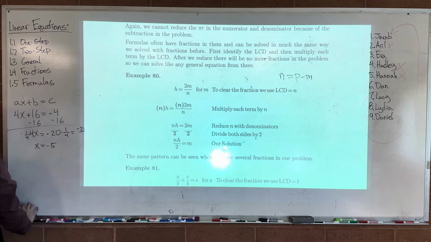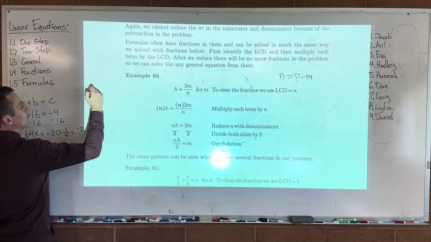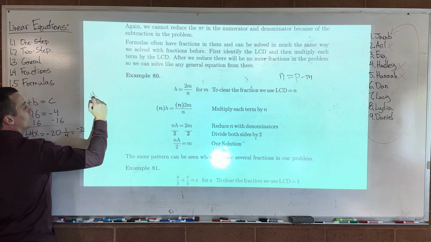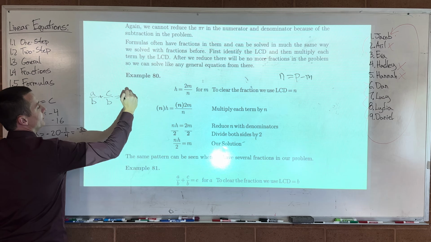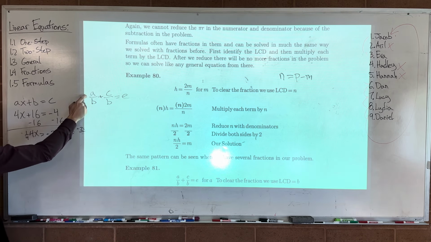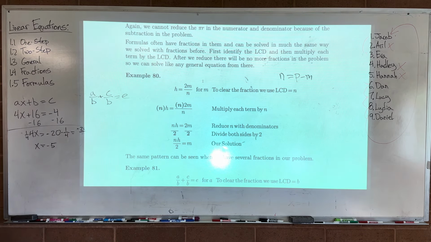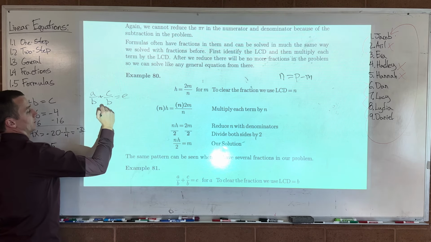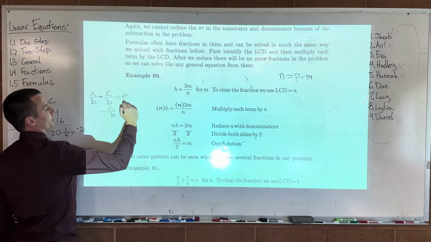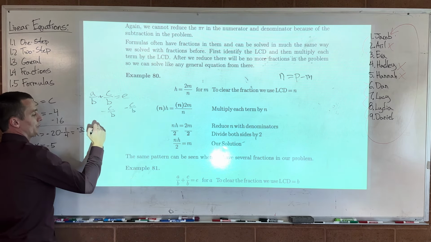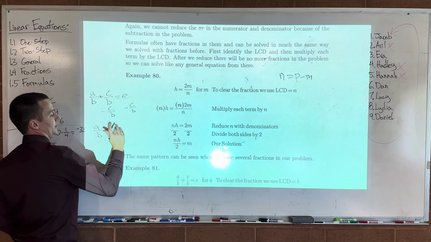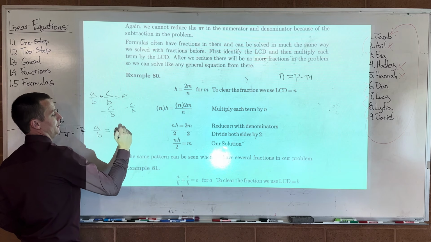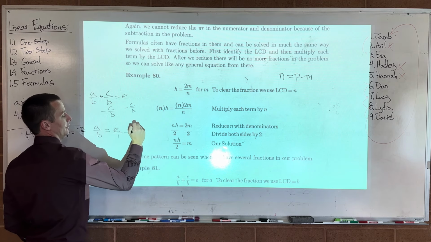Okay, so we've got a over b plus c over b equal to e. And we're solving for a. So we want the a by itself. Minus c over b from both sides. So we're left with a over b is equal to e, we'll say e over 1, minus c over b.